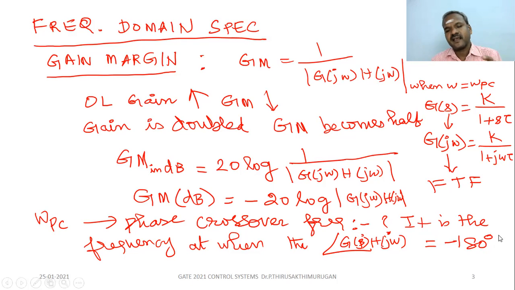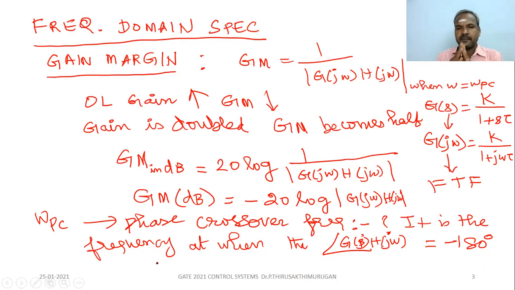When the phase angle of G(jω)H(jω) is -180 degrees, the corresponding frequency is called the phase crossover frequency. Or, the imaginary part of G(jω) equals 0 when ω equals ω_pc. So this is one condition.